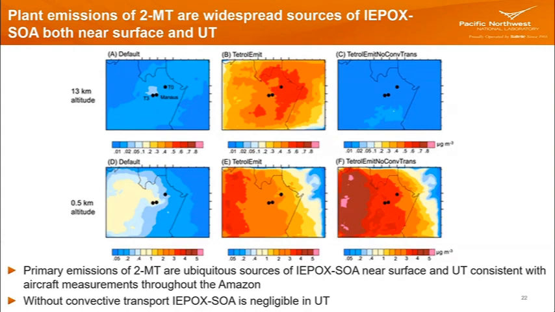So that is another evidence that once you put in the methyl tetral emissions, in the middle panel you see almost ubiquitous sources of IPOX SOA, both near the surface and in the upper troposphere. Especially for the upper troposphere, the contrast is huge, right? At 13-kilometer altitude, the default model, in the top panel, has almost no IPOX SOA, whereas when you have emissions of methyl tetrals, you make more IPOX SOA. And when you turn off convective transport, it again goes down to 0.